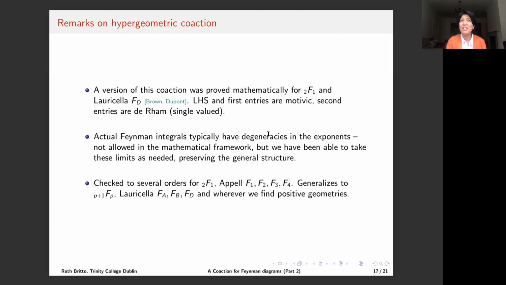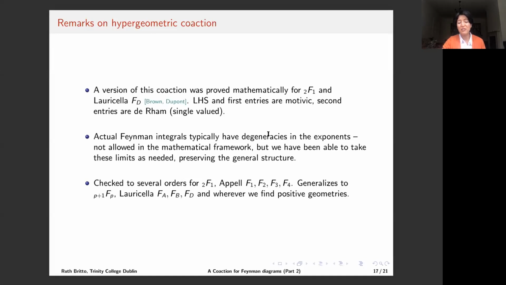So in the mathematics I've been describing, the theorems rely on the fact that all those epsilons are really different epsilons. And for physical Feynman integrals, there are some relations among them which would be generically excluded by the mathematical theorems. But we found in the cases that we're interested in, we can just write down this coaction, assuming generic exponents, and then take the limits that we want for the integrals we're interested in without any trouble.